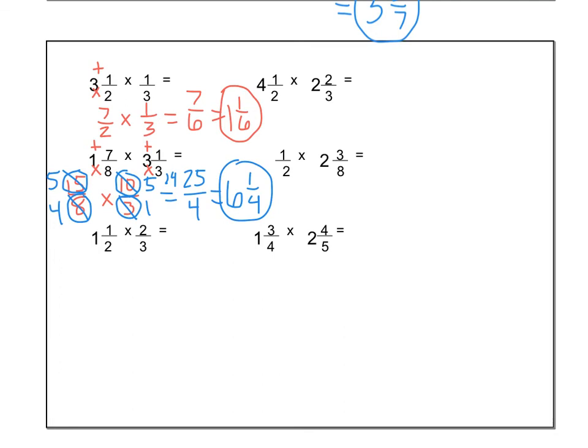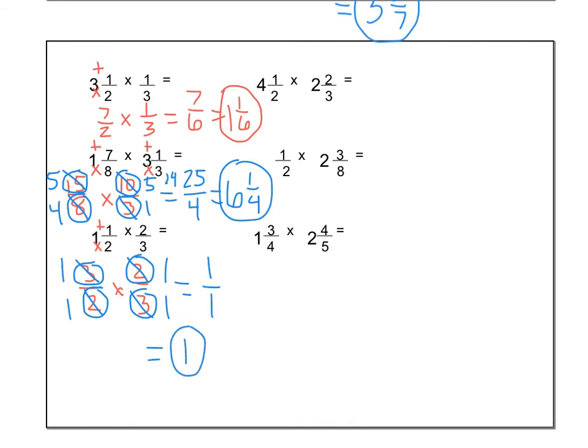Okay, the last one on the left-hand side, we have 1 1/2 times 2/3. So let's change 1 1/2. 2 times 1 is 2, plus 1 is 3. So we get 3/2 times 2/3. Now if we look across from one another, we have 3 and 3. 3 goes into 3 once, 3 goes into 3 once. The other way, we have 2 and 2. 2 goes into 2 once, 2 goes into 2 once. So we really are just left with 1 times 1 over 1 times 1, which is just 1.